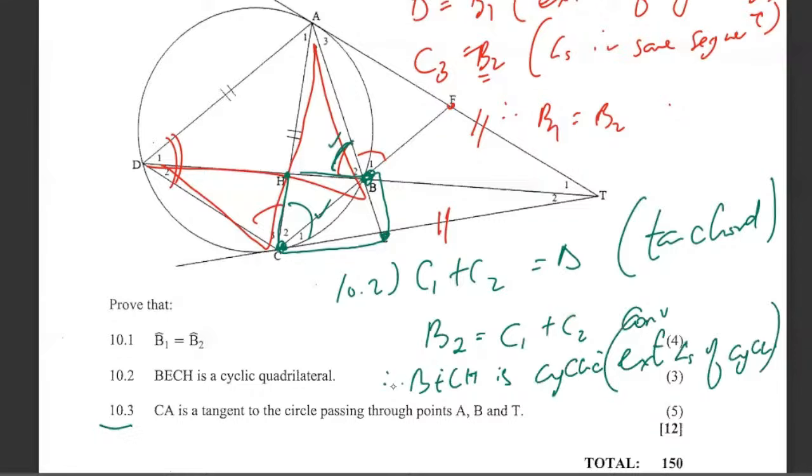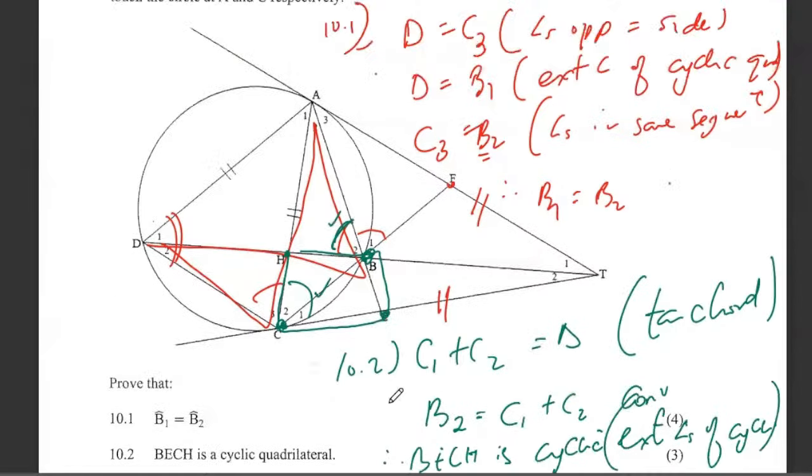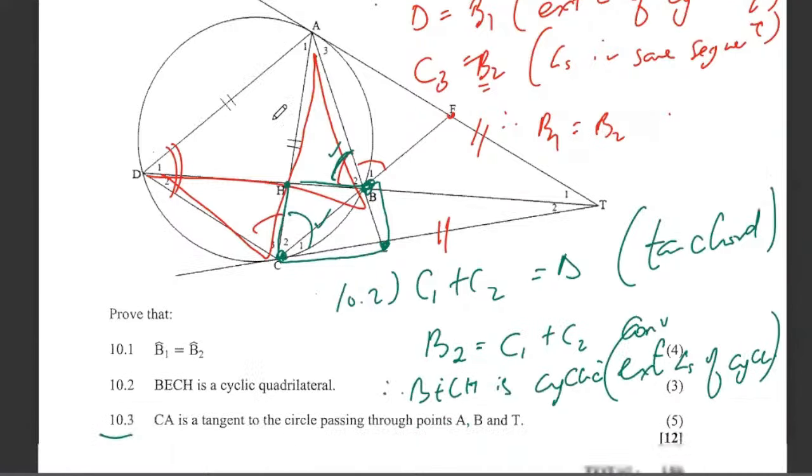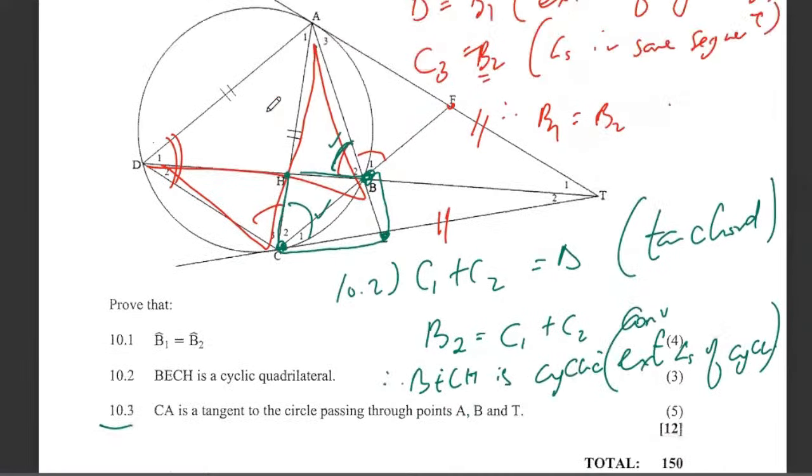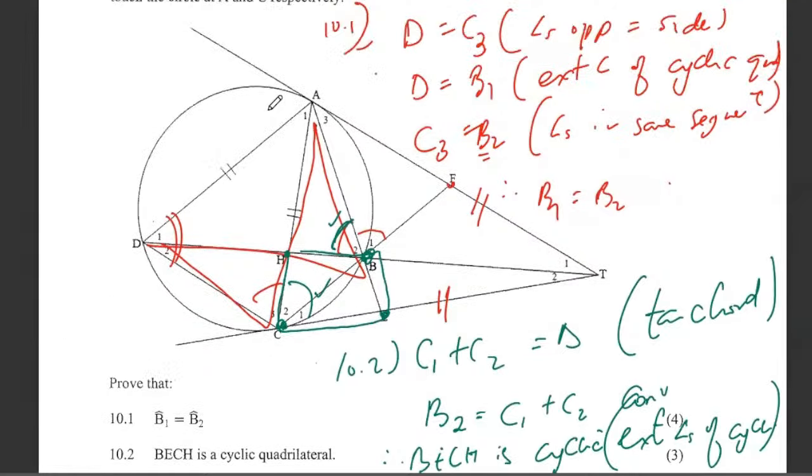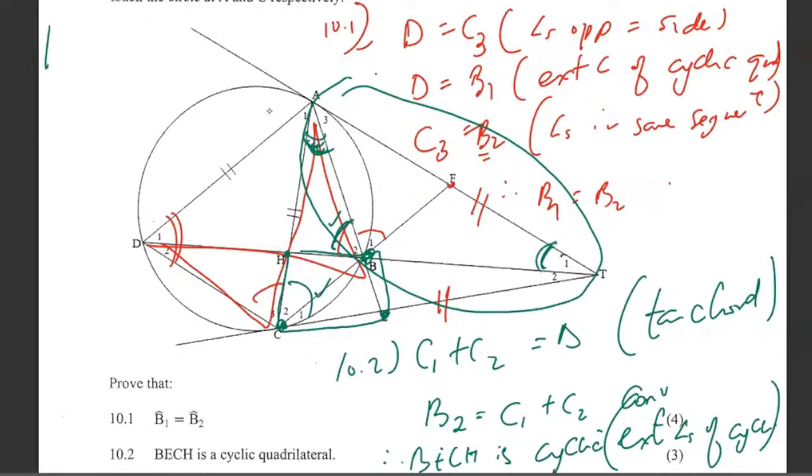All right, then lastly, we just need to prove that CA is a tangent. CA is a tangent to what? We need to prove that CA is a tangent to a circle passing through A, B, and T. So it means we need to prove that this A2 is the same as P1. In other words, we need to use the tan chord aspects.